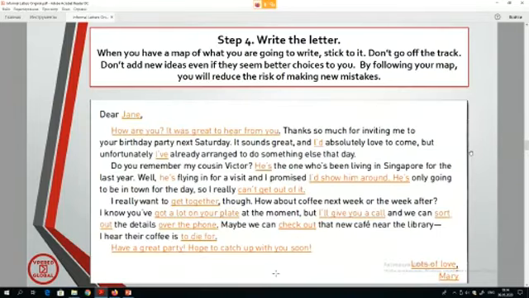Write the letter. When you do have a map of what you're going to write, you should stick to it. You shouldn't go off the track. You shouldn't add any new ideas, even if they seem better choices to you. By following your map, you will reduce the risk of making new mistakes. Do not add new mistakes if they are not in your plan.